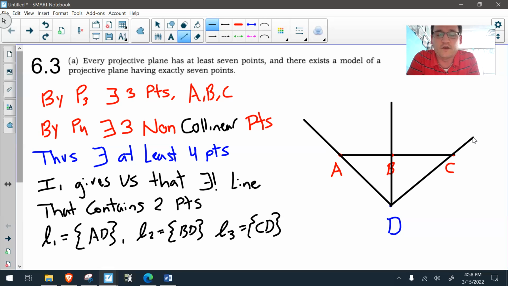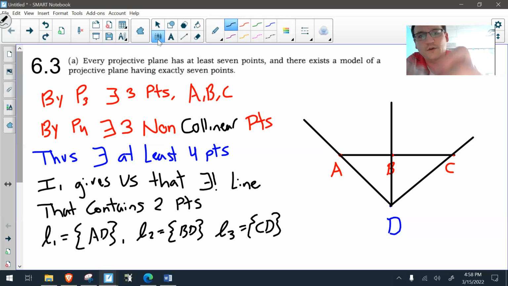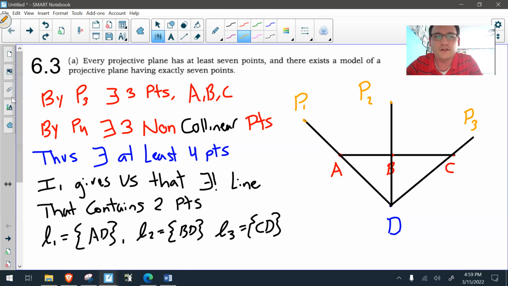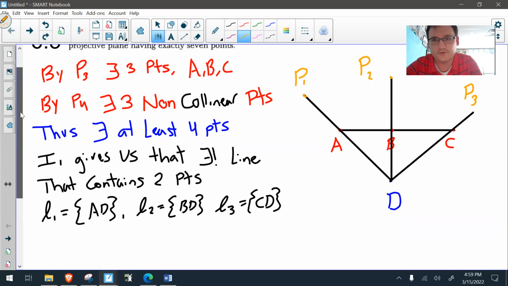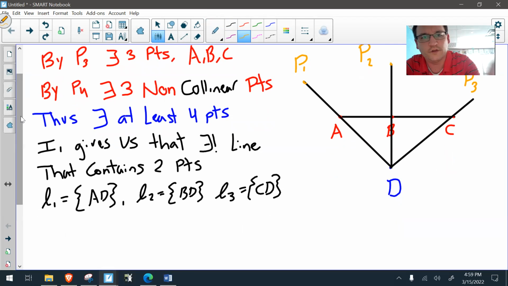P3 said there exist 3 points on any line. So now if you look at line AD, that's only 2 points. That's not enough. So what I'm going to do is construct a 3rd point on each one of these lines. Call that P1, call that P2, and we're going to call that P3. So when in reality, what we really have is each line containing 3 points. So I guess I really need to rename these.